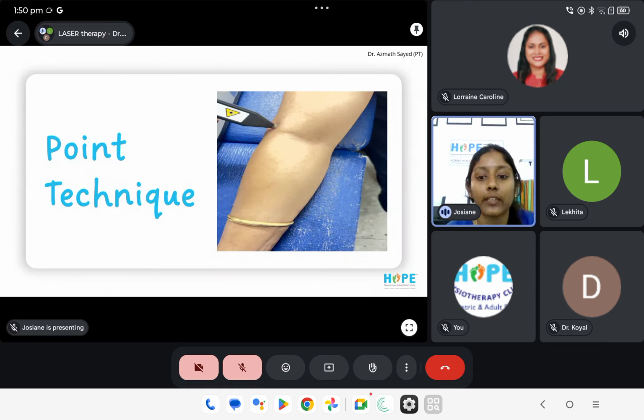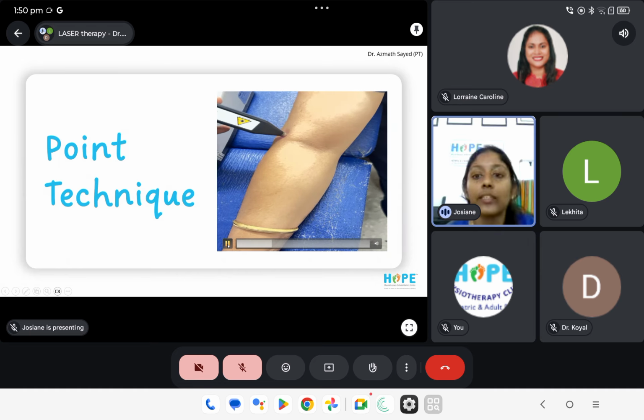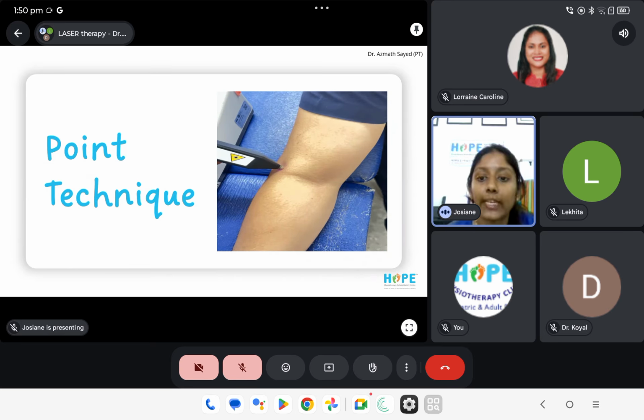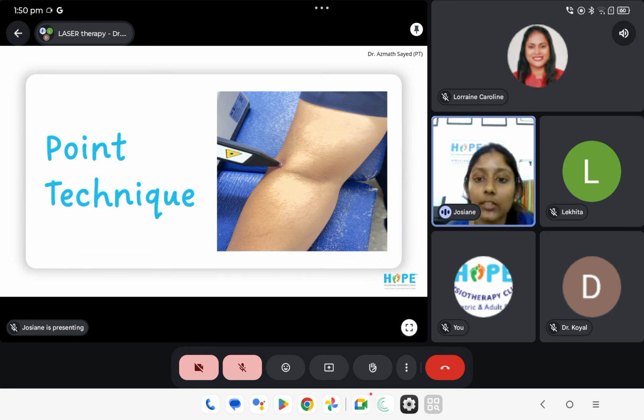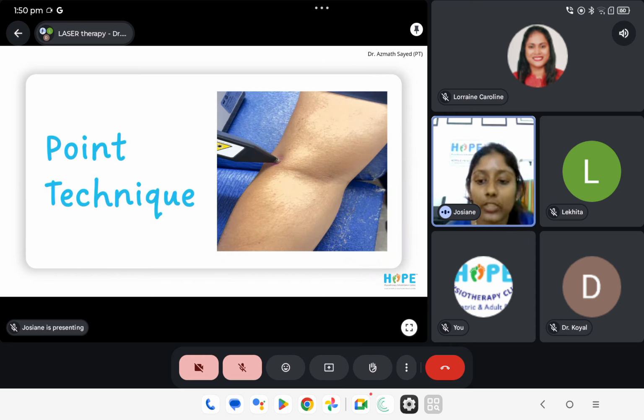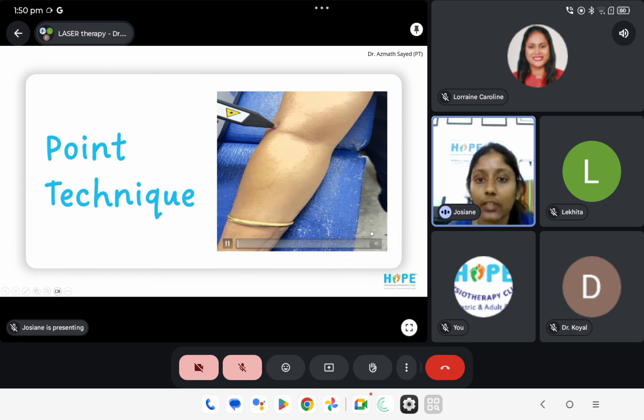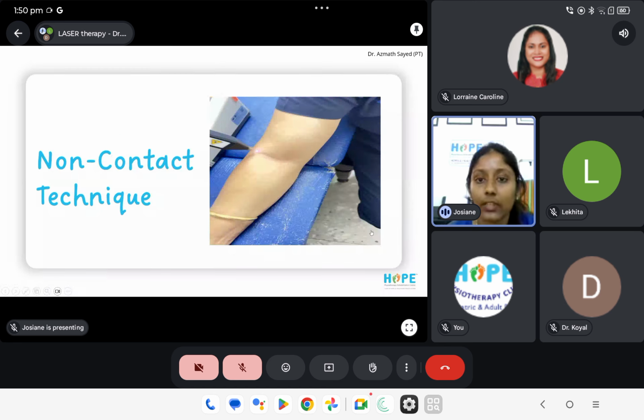So the first one is the point technique. Here we take the laser probe directly onto the skin of the patient, the targeted area of the patient. Next one is the non-contact technique. So here we keep the laser probe 1 to 2 centimeters away from the skin.